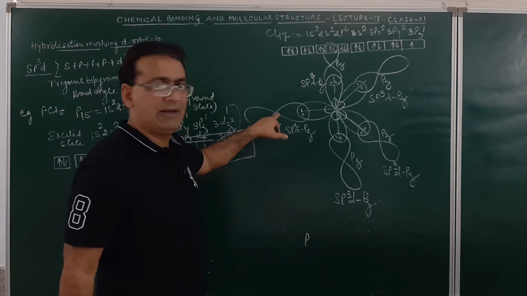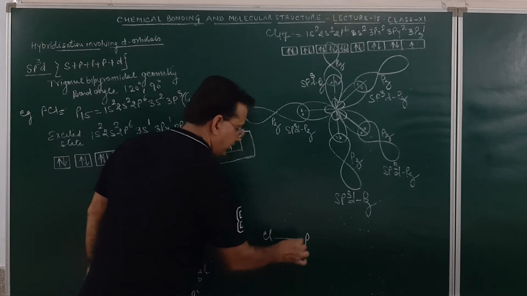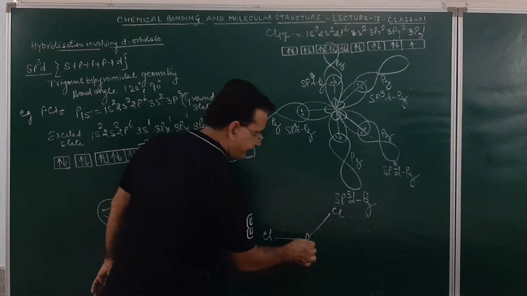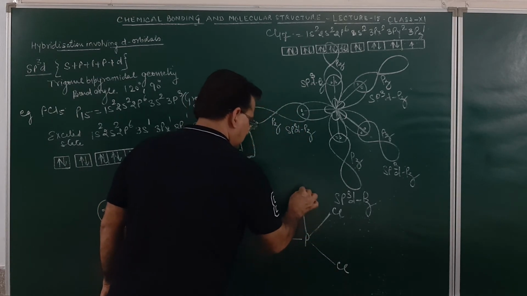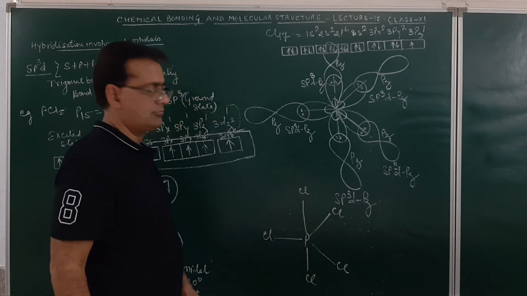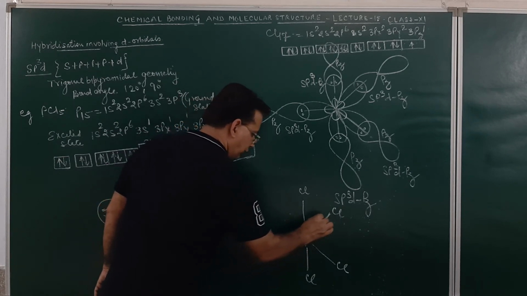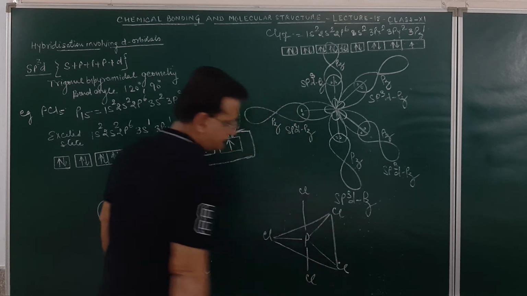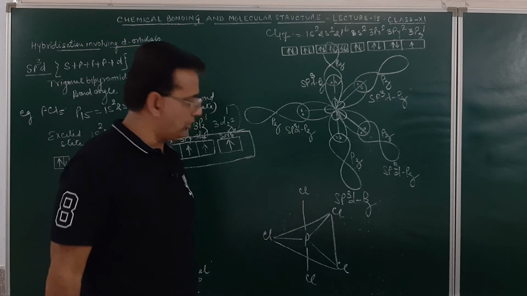This hybrid orbital has overlap with this, so this will be the chlorine. Similarly, here this has overlap with chlorine. This will be chlorine, this will be chlorine, this will be chlorine, and this will be chlorine. When they overlap, this results in the formation of this kind of bond. Am I clear? This is how the formation of the PCl5 molecule will take place.